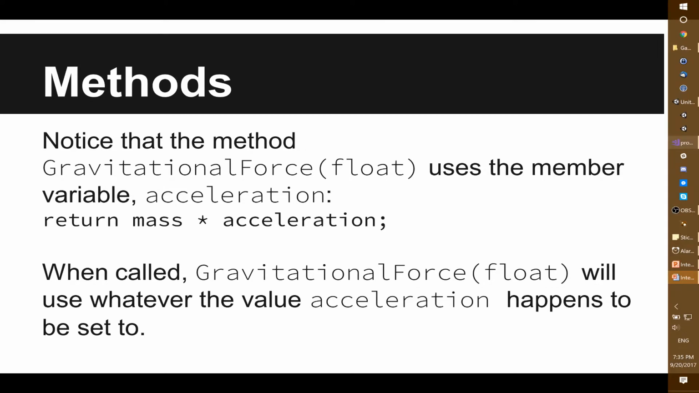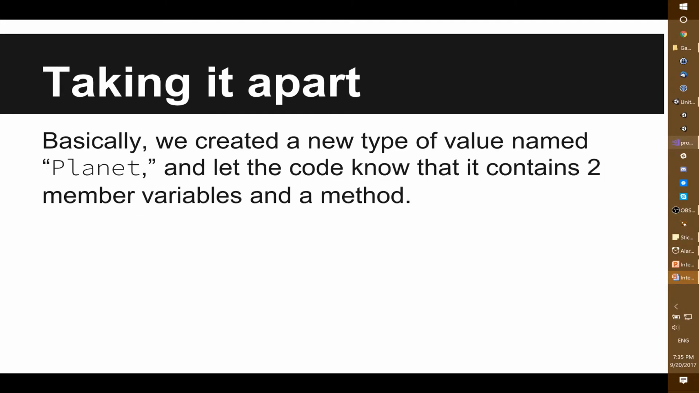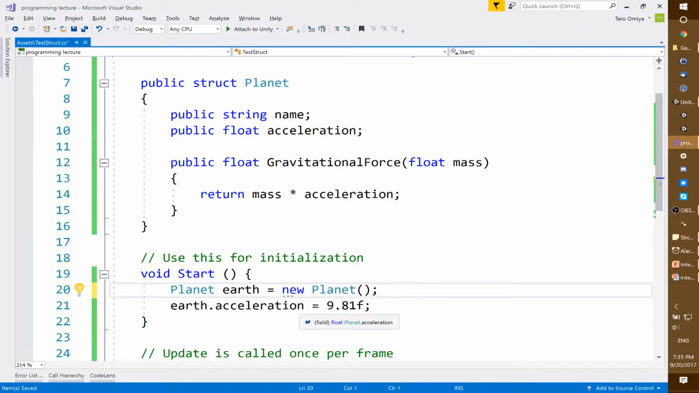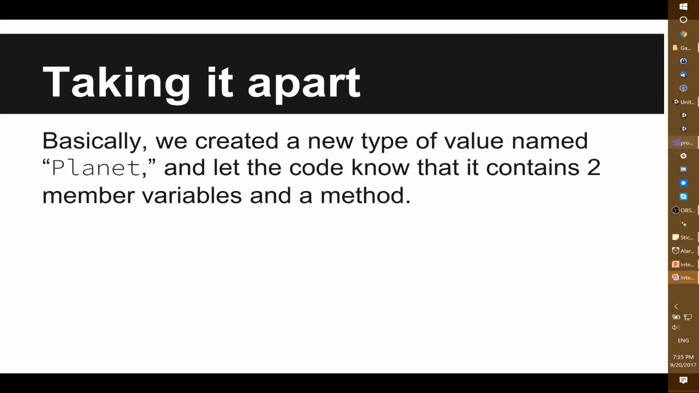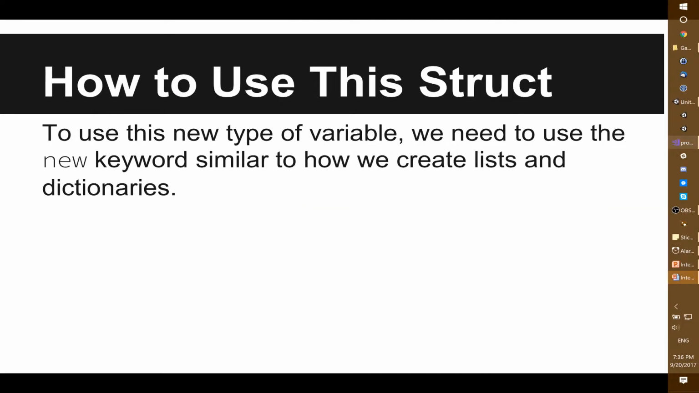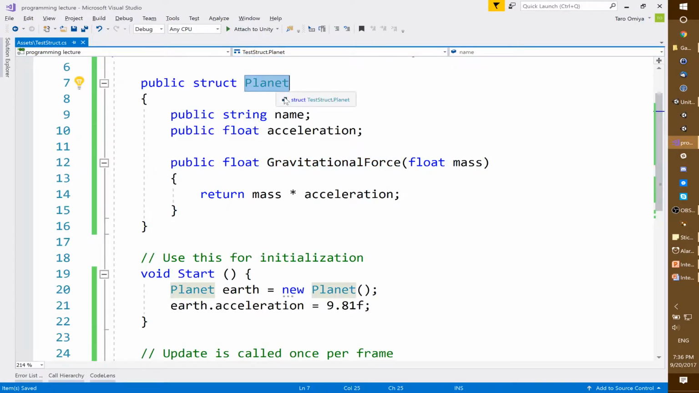So methods. Note that the method gravitational force uses the member variable acceleration, which I just mentioned is one of the usefulness behind that. So it will use whatever acceleration happens to be set to during that moment. So in this case, we did set the planet Earth's acceleration member variable to 9.81 on purpose. Basically, we created a new type of value named planet, and we let the code know that it contains 2 member variables and 1 function, presumably to act like being able to calculate what it's like to be on the surface of that planet.